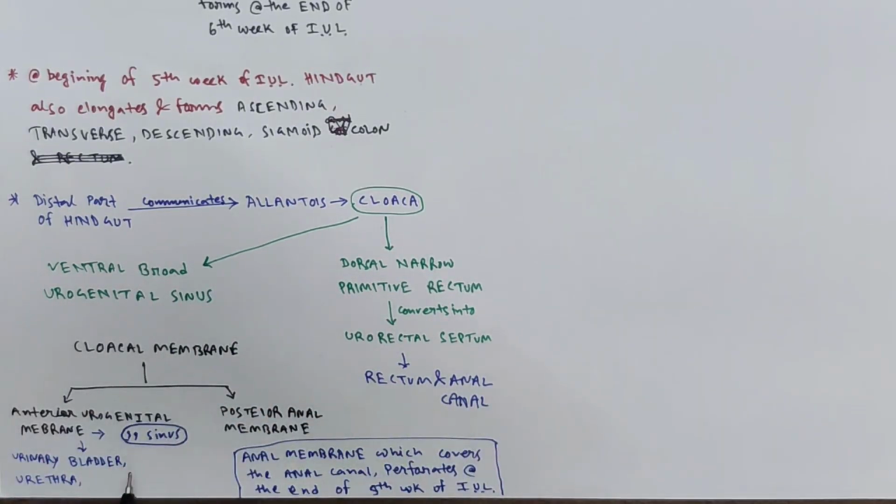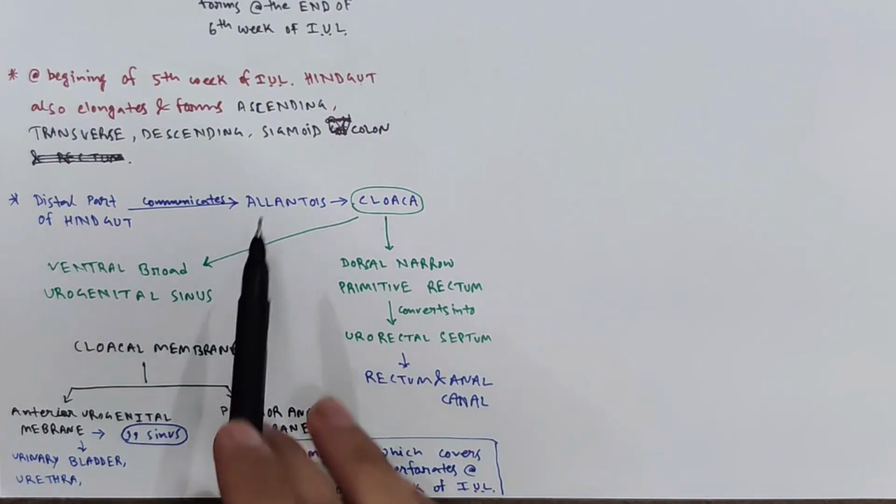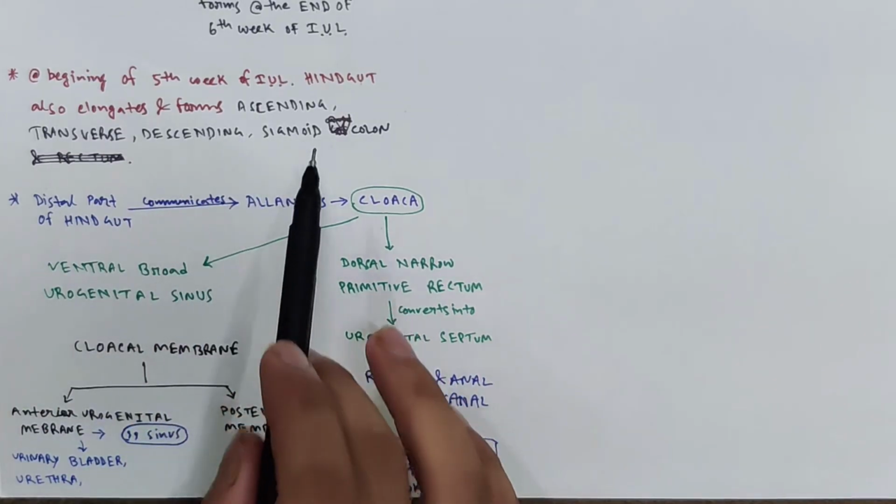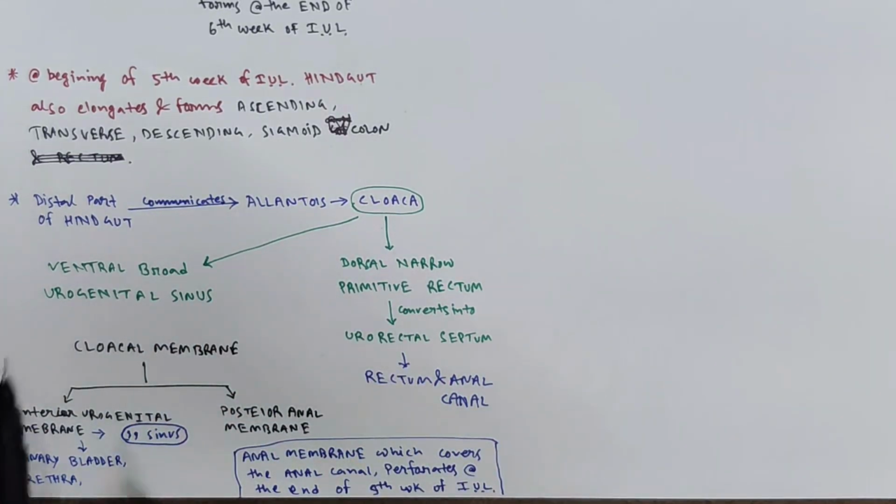Along with these things, we also have the cloacal membrane, which divides itself into two parts: the anterior urogenital membrane, which is a part of the urogenital sinus, and the posterior anal membrane. The anterior urogenital membrane gives rise to the urinary bladder and urethra, and the posterior anal membrane, which covers the anal canal, perforates at the end of the 9th week of intrauterine life, and the anal canal is established. Among these, the ascending colon, transverse colon, descending colon, sigmoid colon, rectum, anal canal, urinary bladder, and urethra, all these things I talked about in my earlier anatomy videos, you can check those.